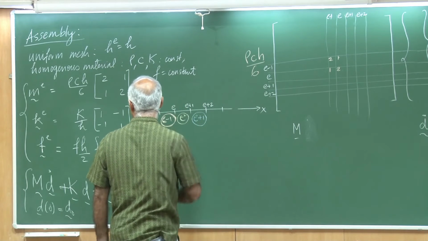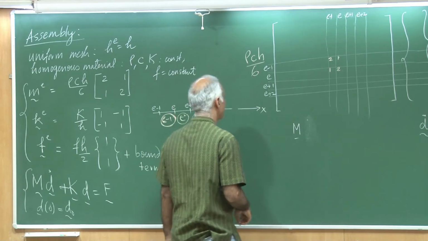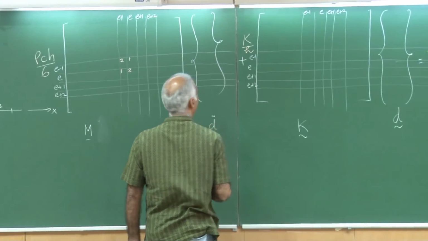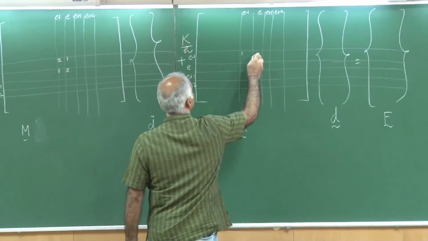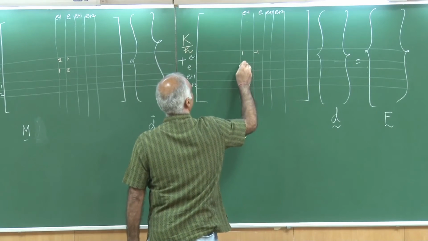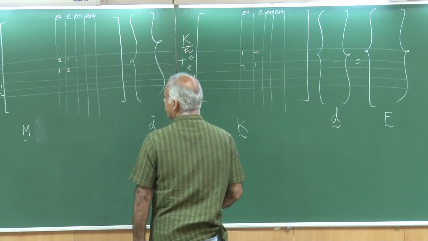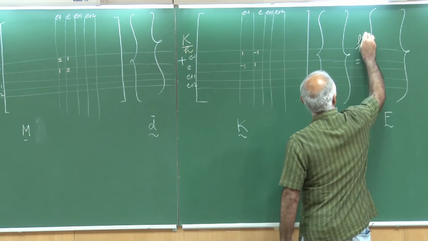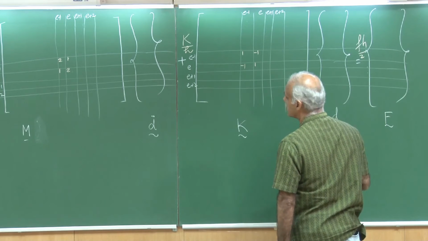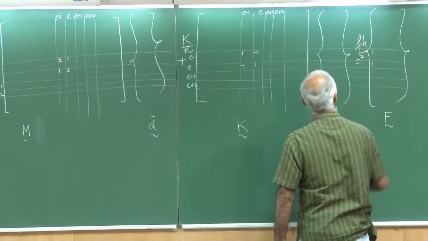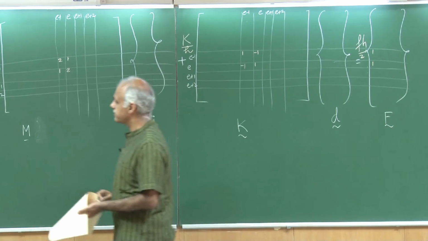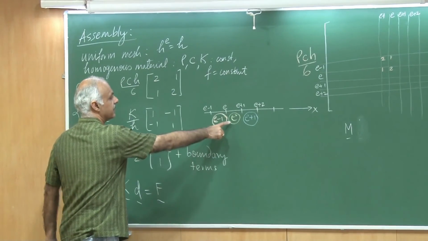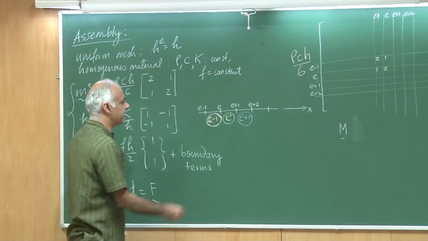Similarly, when I assemble the KE, I would get K by H outside, and here I would get 1, minus 1, minus 1, and 1. And for the vector F, I would get a constant F H by 2 outside, and here I would get a constant 1, 1 in these entries. So, that finishes assembling the element number E minus 1, and now we can start assembling the element E, which I am trying to put in a different color.